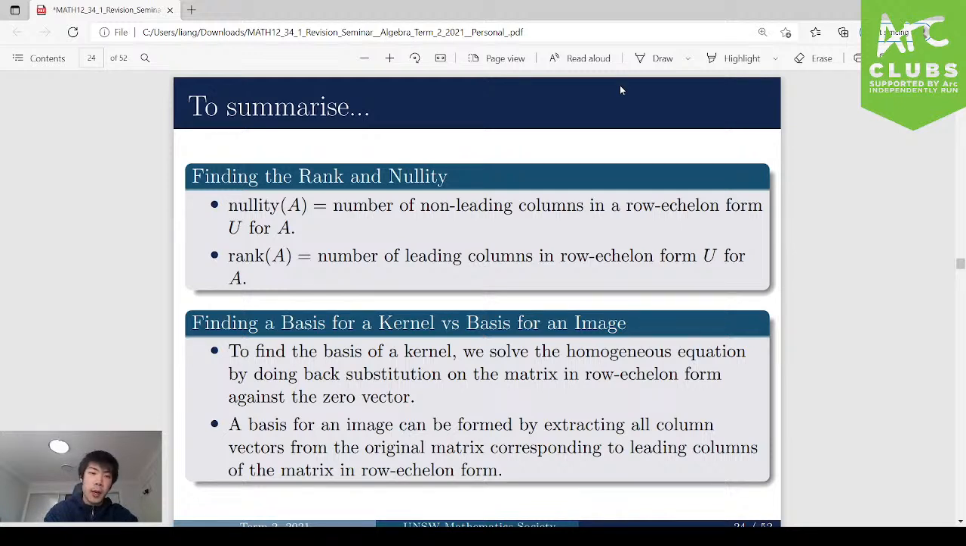And furthermore, to find a basis for your kernel, you augment your matrix against the zero vector, so 0, 0, 0, no matter how big your matrix is. And then you reduce it and back substitute. For finding a basis for your image, that's much easier. You just reduce it, find out which columns are leading columns, extract those particular columns from your original matrix, and you're done.